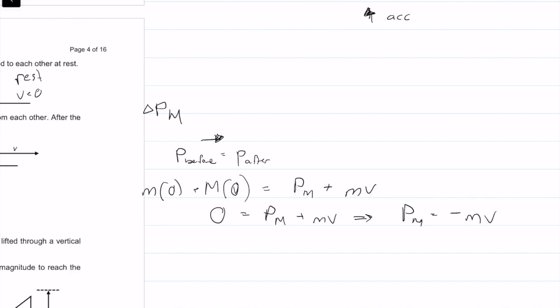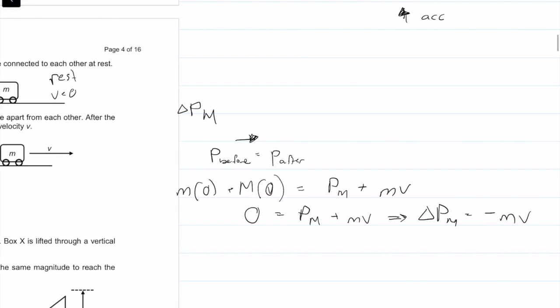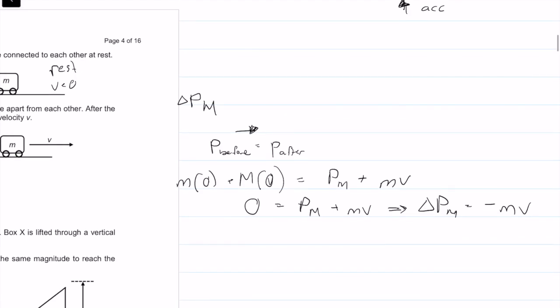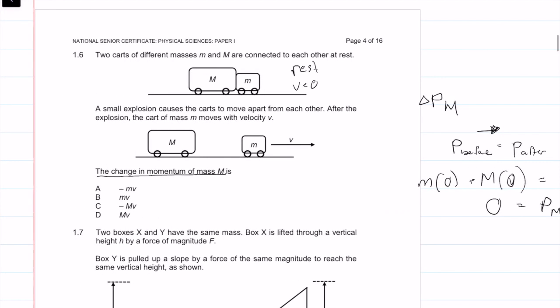And this is equal to our change in momentum because we went from 0. So basically that should be our answer: minus small m v, which is correct. So for 1.6, the answer is A.